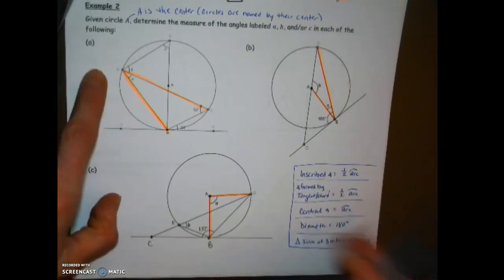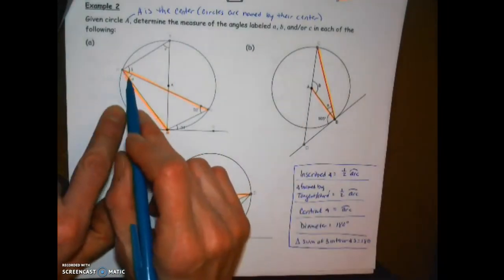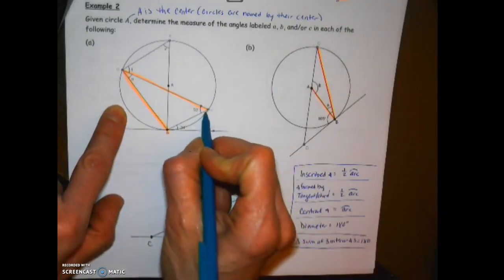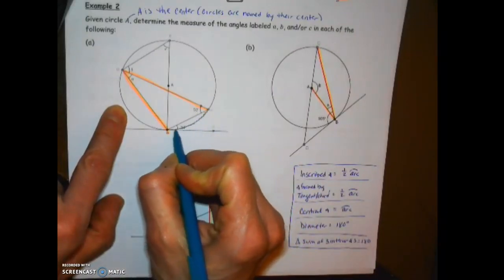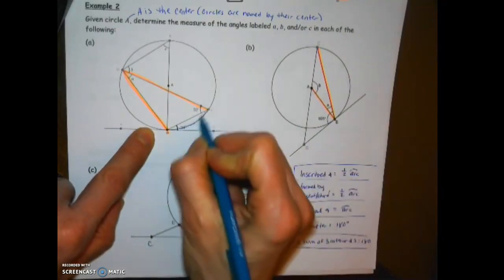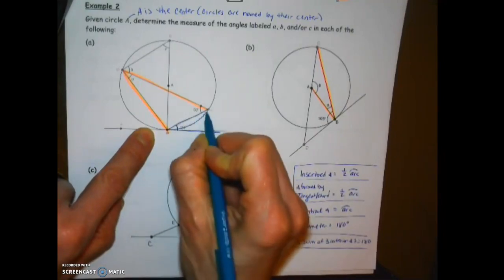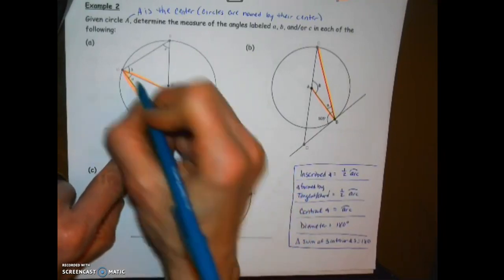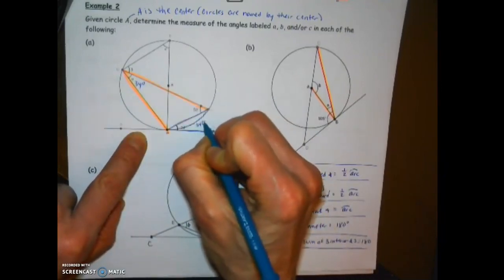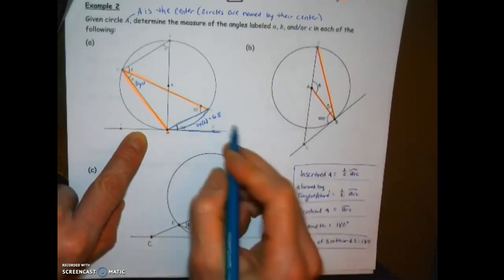So starting with part A, it says find the measure of angle A. So what do we have? We have this angle A, which is an inscribed angle, which means it's going to be half its intercepted arc, which is half of arc BC. So I go, well, what did they give me? They gave me this angle of 34 degrees, which is an angle formed by a chord and a tangent, which is also half of this arc. So therefore, angle A is also going to be 34 degrees, which is half of this arc, which if you wanted to figure it out, would be 68.